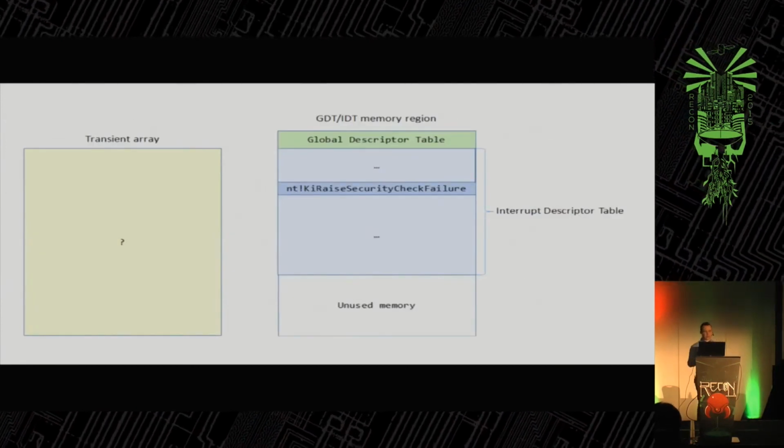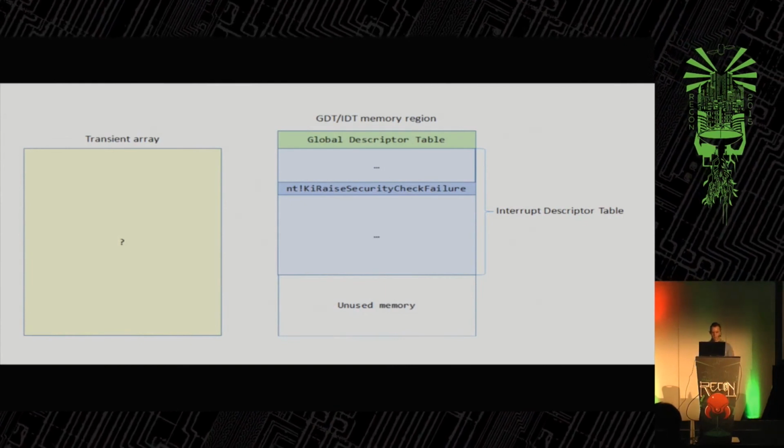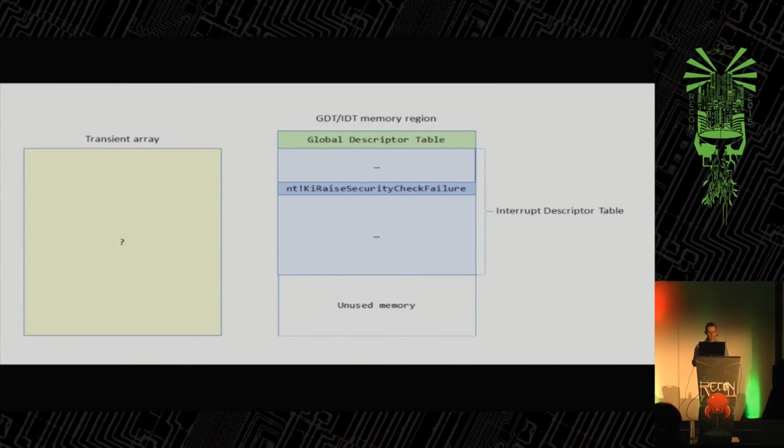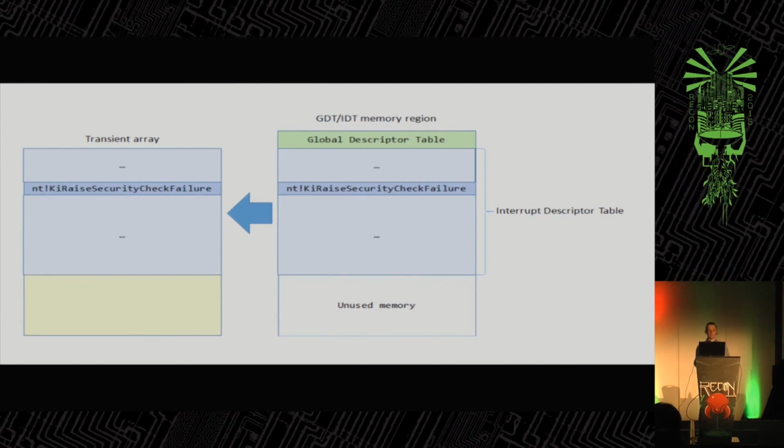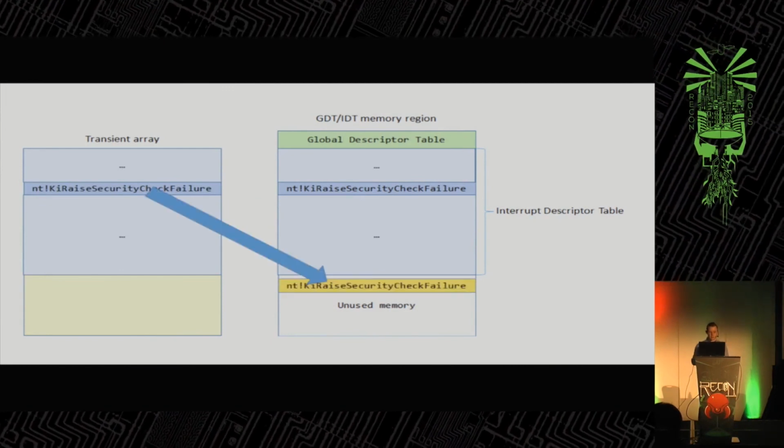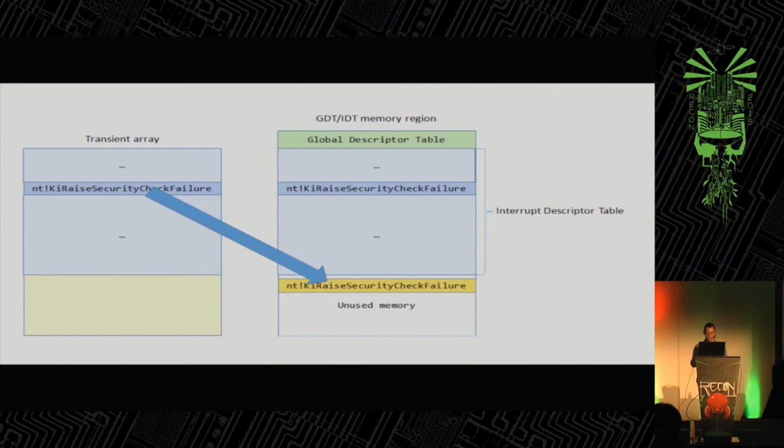So this is how it looks during the execution of the charstring. We have the IDT and we have the transient array. First we copy all of the IDT inside of the transient array. Then we make a backup of the IDT entry that we're overwriting.